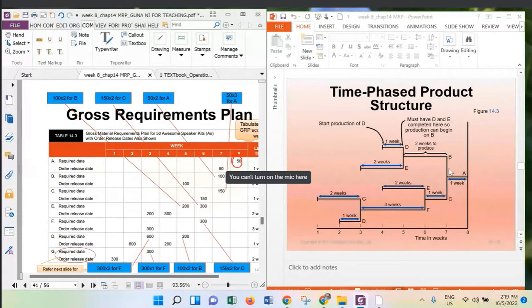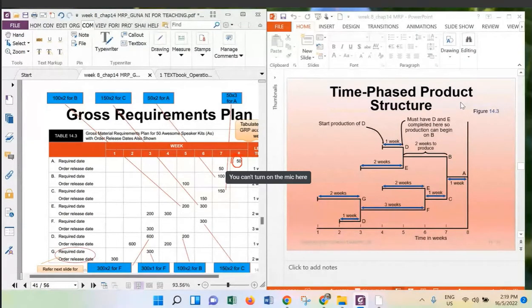Okey, A kita tahu bahawa ia terhasil dari pemasangan B dan C. Dan berapa lama A mengambil masa untuk siap pasang B dan C? Berapa lama?